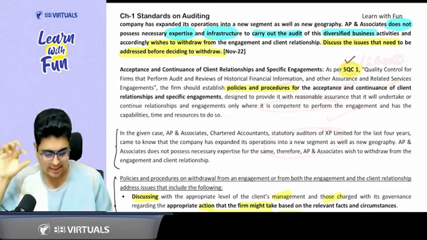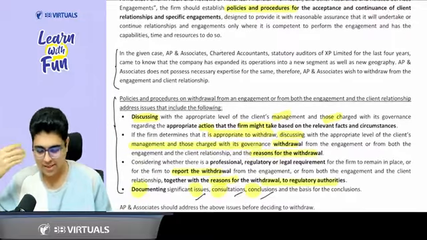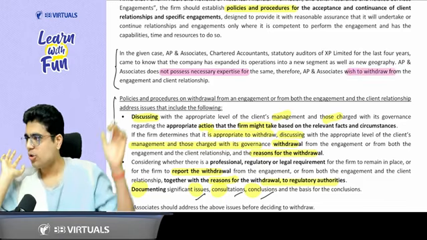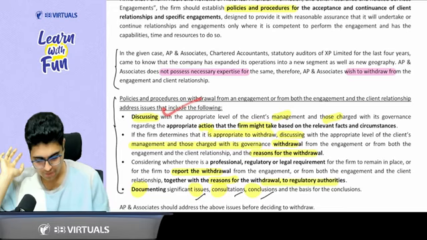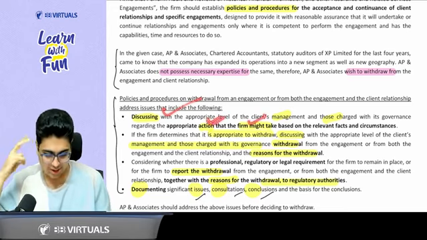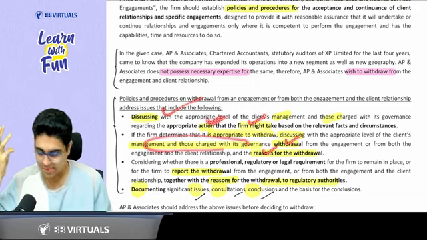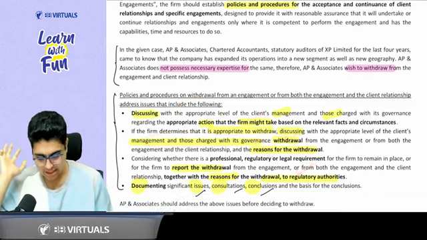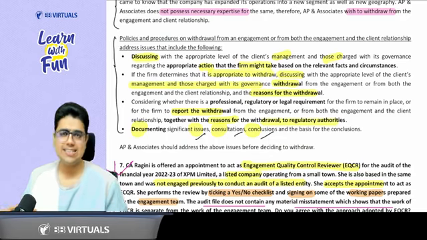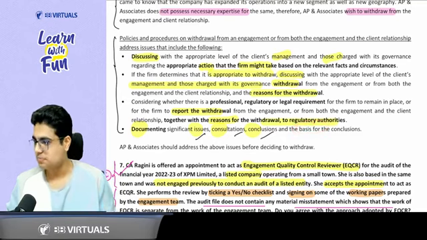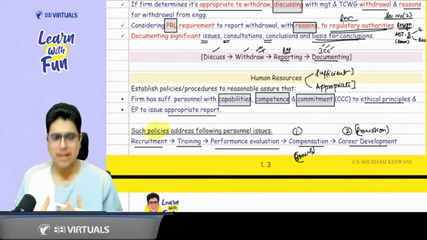Then write the facts of the case and say that since they don't have the expertise, they have decided to withdraw. How to withdraw? First of all, discuss about the withdrawal. Discuss the action that the firm might take. Warning. Then after the warning, you can withdraw and give the reasons to the management and TCWG. Also to the regulatory authority considering the PRL requirement, and last document the ICC. ICC means the issues, consultations and conclusions and the basis for the conclusions. Easy peasy, sir. Now everyone come back to the notes.